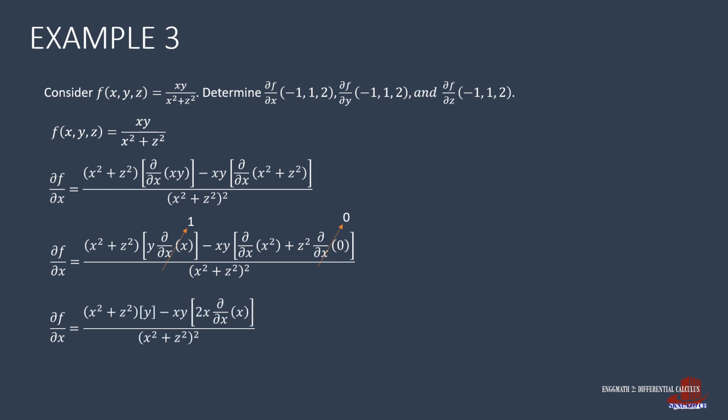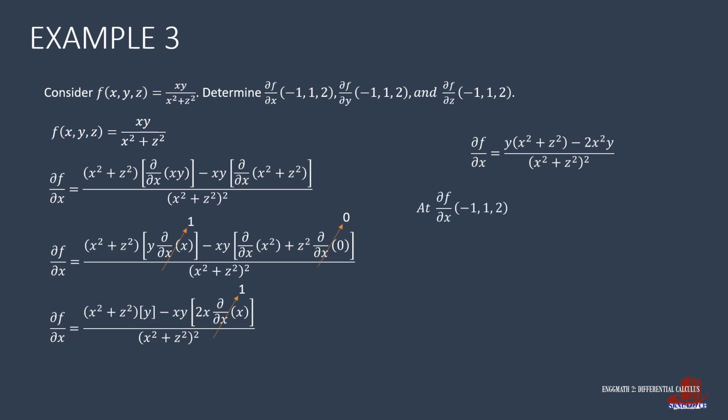The function then transforms to x squared plus z squared multiplied by y, minus xy times 2x with the derivative of x, all over the square of x squared plus z squared. Again, dx over dx is 1, so the partial derivative of the function with respect to x is y times x squared plus z squared, minus 2x squared times y, all over the square of x squared plus z squared.